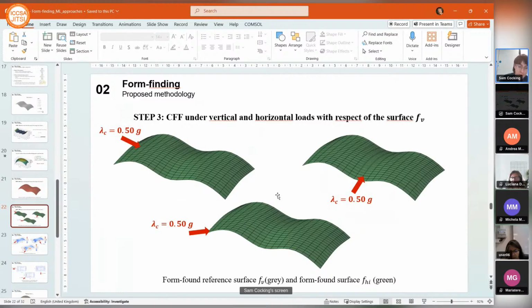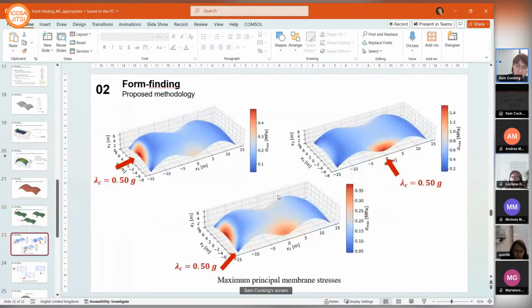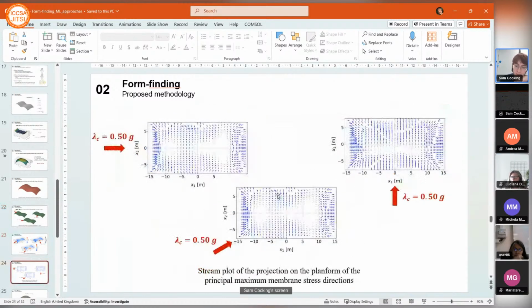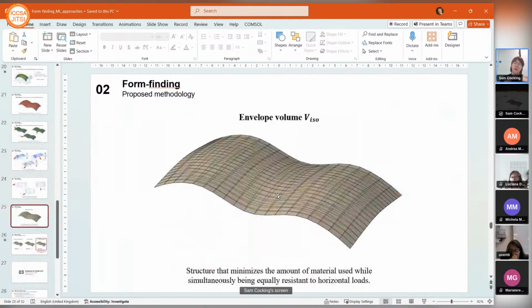And then we get the three different sets of surfaces that you can see here with the following stress maps. So we can see the eigenstresses here and the stream flows of the eigenvectors. And if we overlay the envelopes that we get from all of those different load combinations, we get this minimum structural volume that will resist those loads applied in each of those set directions.